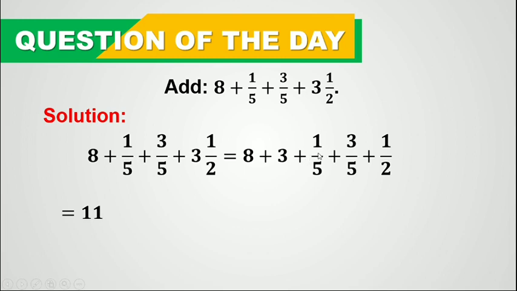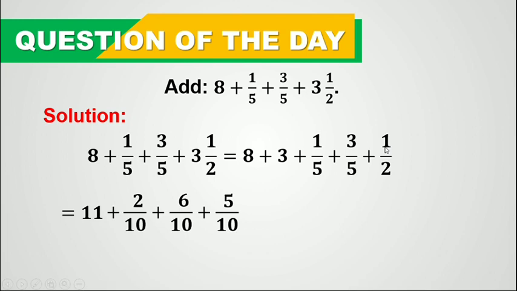And then 1/5 plus 3/5 plus 1/2. So what is the LCD for this fraction? So sa may lang LCD, it's gonna be 10. Why? 10 is the lowest number which is divisible by 5 and 2, right? So let's do the steps. So 10 divided by 5, that's 2 times 1, that's 2. Then 10 divided by 5, that's 2 times 3, that's 6. Then 10 divided by 2, that's 5 times 1, that's 5.